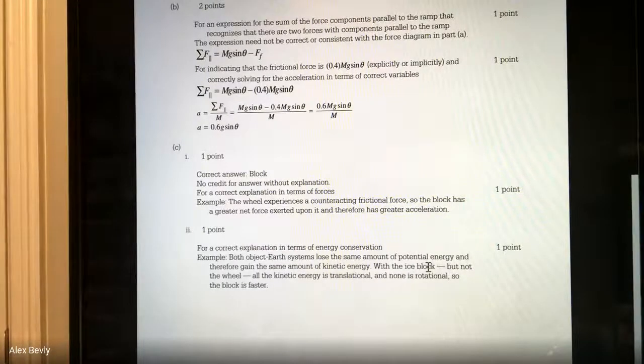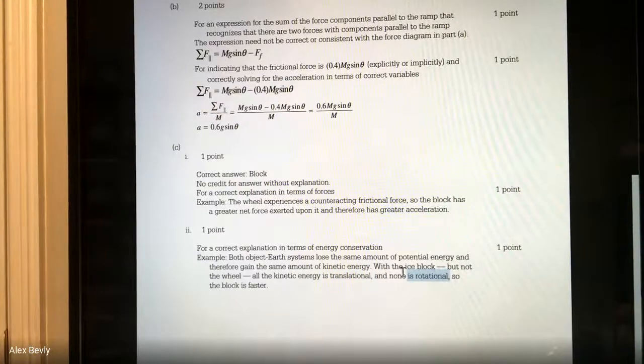Yeah. So they gain the same amount of kinetic energy, but for the ice block, all of that goes into translational kinetic energy. Again, translational, side to side, making things move sideways. So the block gets a lot of its energy in terms of that sideways kinetic energy. But the wheel has to put some of that into rotational kinetic energy. The rotational kinetic energy means it's not going to move as fast. All right, any last questions on that?